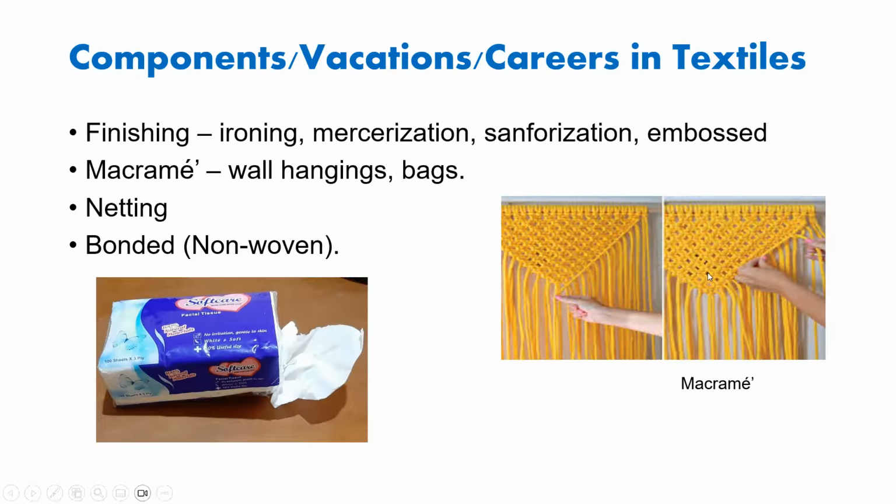Another one is macrame. So you can see macrame being constructed here. You can use it in the production of bags, shoes, belts, and so many others. Netting is also a component, and bonded materials or non-wovens like some carpets, diapers, tea bags, pads, everything here non-woven, and like felt. They are not woven, but you see them as a flat, flexible sheet that you can use.